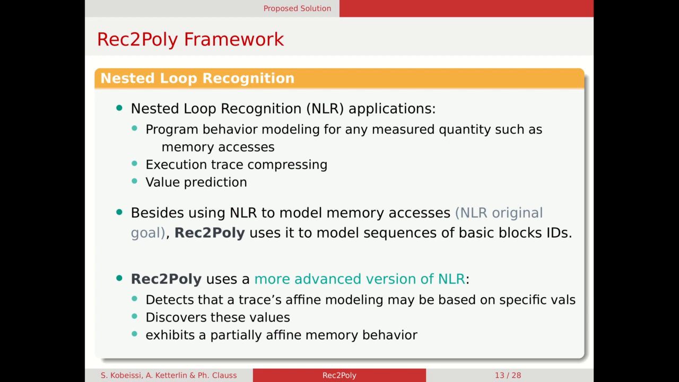Moreover, Rec2Poly uses a more advanced version of NLR that detects that the affine modeling of a trace may be based on specific or unknown values. So it discovers these values and exhibits a memory behavior which is actually not fully affine, where some coefficients in the affine functions may be lists of values instead of constants.